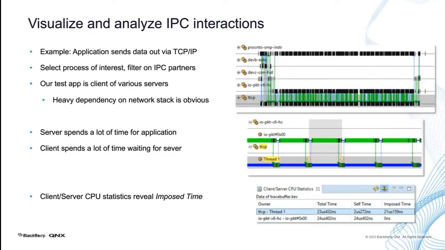So let's look at something called the client-server CPU statistics. For our little TTCP, we can see here that while itself it didn't do a lot, it is responsible for a much larger amount of CPU time. The time where we as a client put a burden onto someone else is called imposed time. So it might be worthwhile for you to look at the imposed time for all your processes to find those that are really hungry.